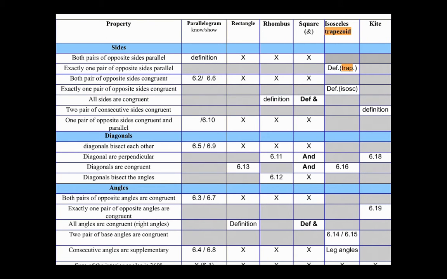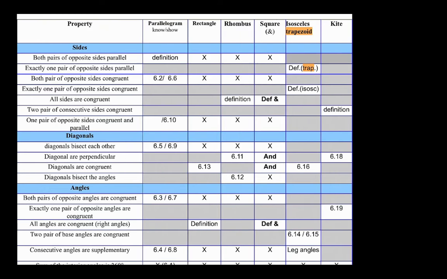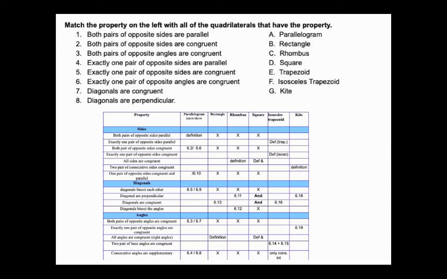We're also just going to use the properties themselves to identify our shapes. So you really need to make sure that you have this properties page completely filled in. So our first set of problems is we're going to have a property and we're supposed to identify all of the quadrilaterals that have this property.